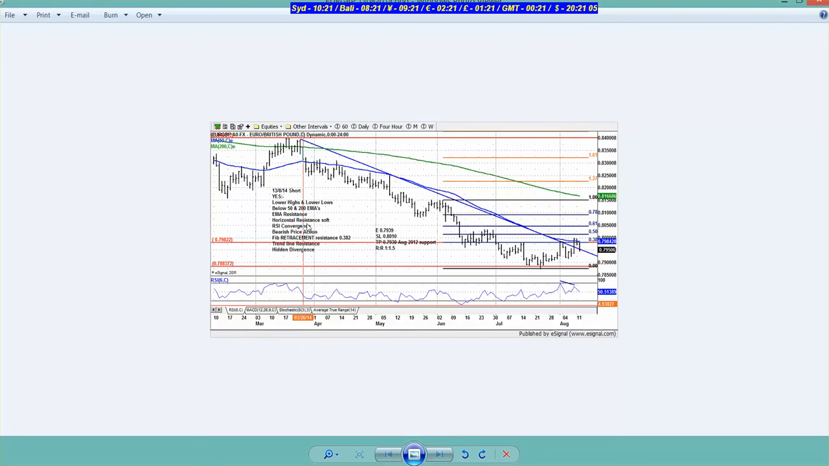Below the moving EMA resistance, horizontal resistance is soft, RSI convergence, bearish price action, fib retracement, trendline resistance, hidden divergence. Okay. Hidden divergence. That's not really a cycle with the hidden divergence. With hidden ones, not the reversal divergence, with hidden divergence, we're looking at cycle to cycle.